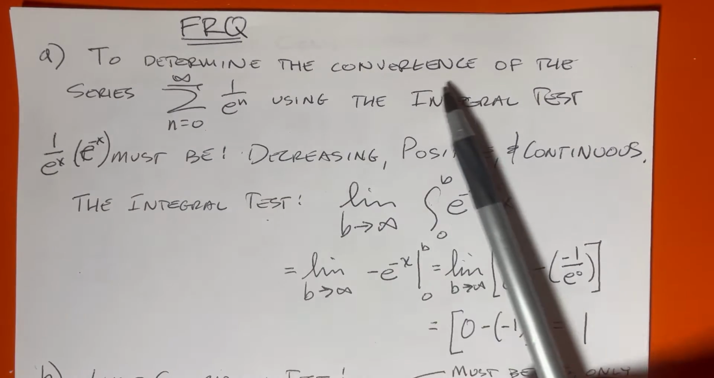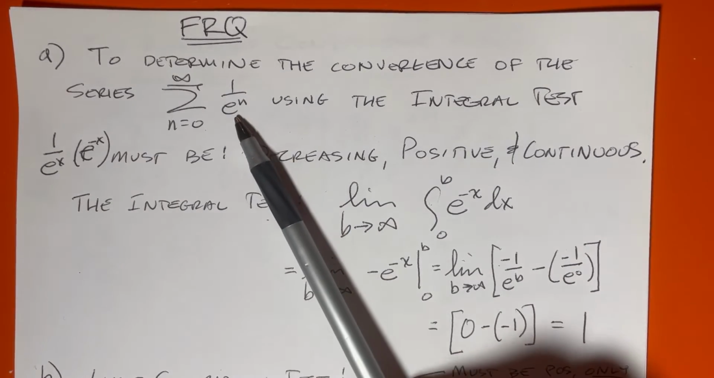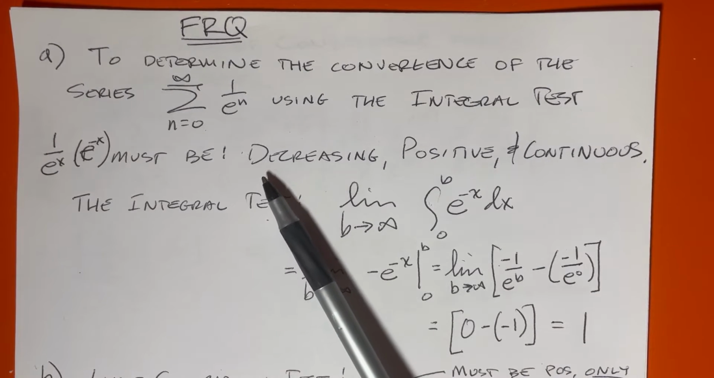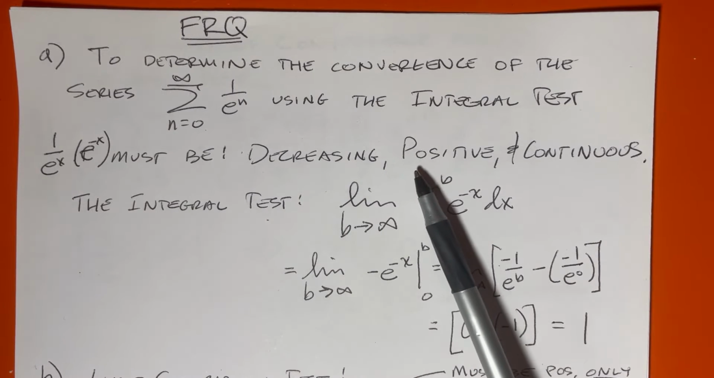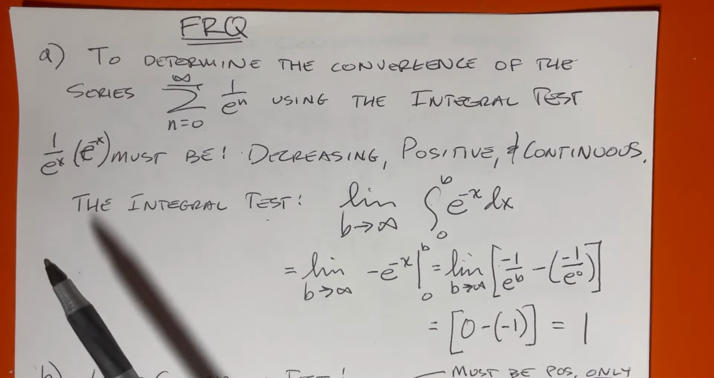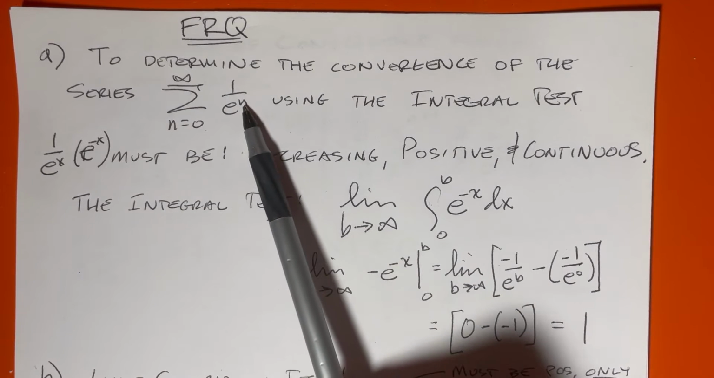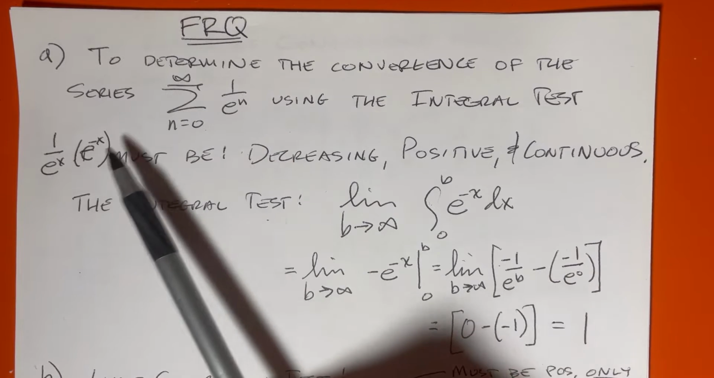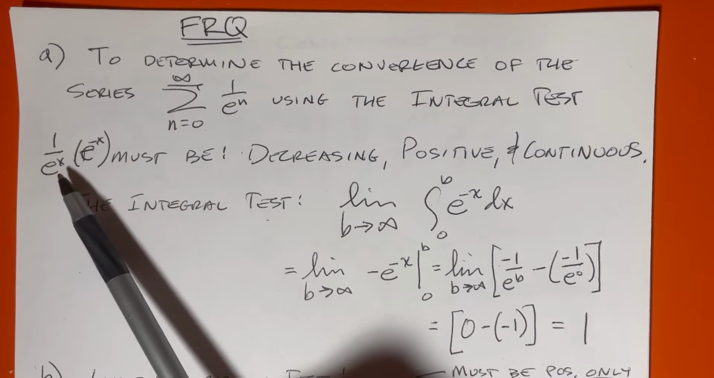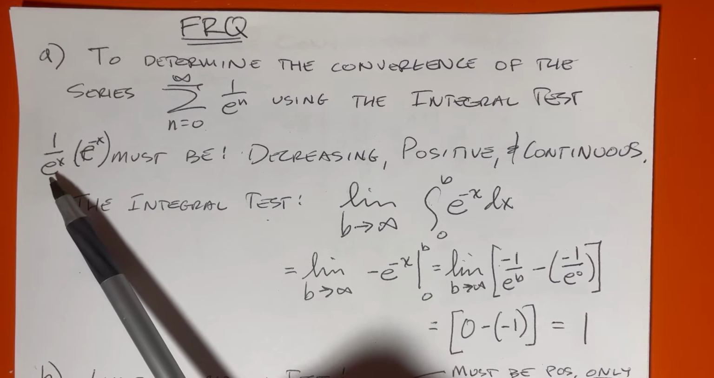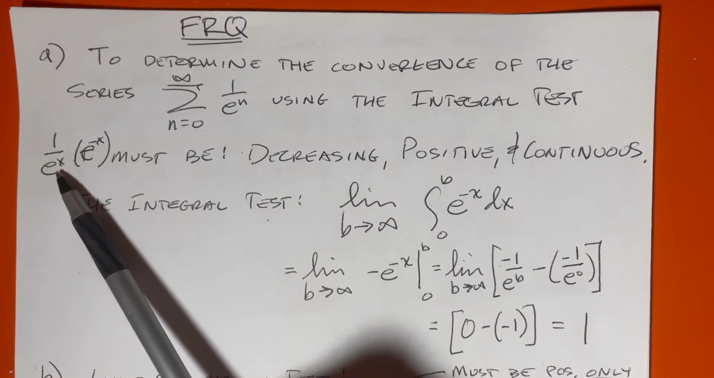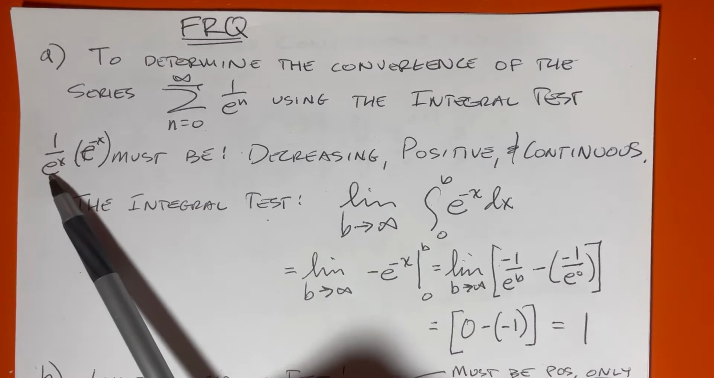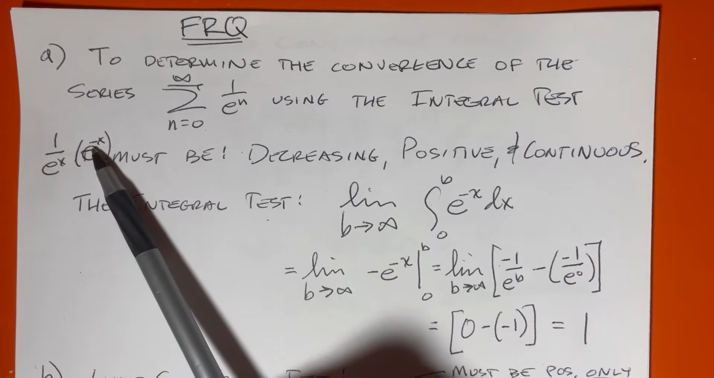So to determine the convergence of this series, 1 over e to the n, using the integral test, you must first establish that this thing is decreasing, positive, and continuous. It's useful to note that when we have things in terms of n, that's sort of sequence notation. So really think about it as a function with x. I think you'll get the points on the exam if you were to use n, but it's really better mathematically to think of it as a function like f of x. We don't use n as a variable in functions. So you can write it 1 over e to the x, or even better, probably e to the minus x.